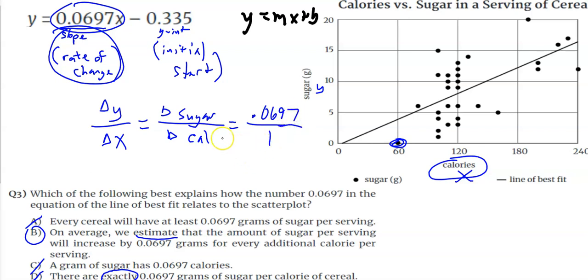If I were to write that number as a fraction, I would write 0.0697 divided by 1. And that puts everything in perspective. So sugar is increased by 0.0697 for every additional 1 calorie per serving. So that makes a lot of sense. It's interpreting the slope of the problem, basically saying what it is.